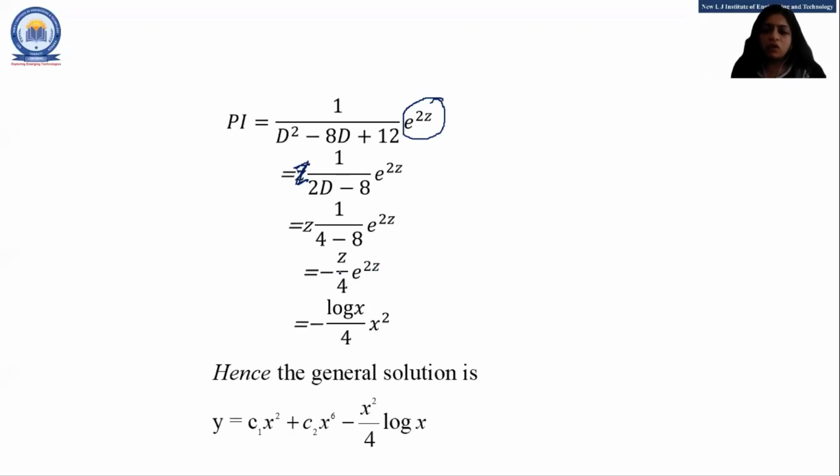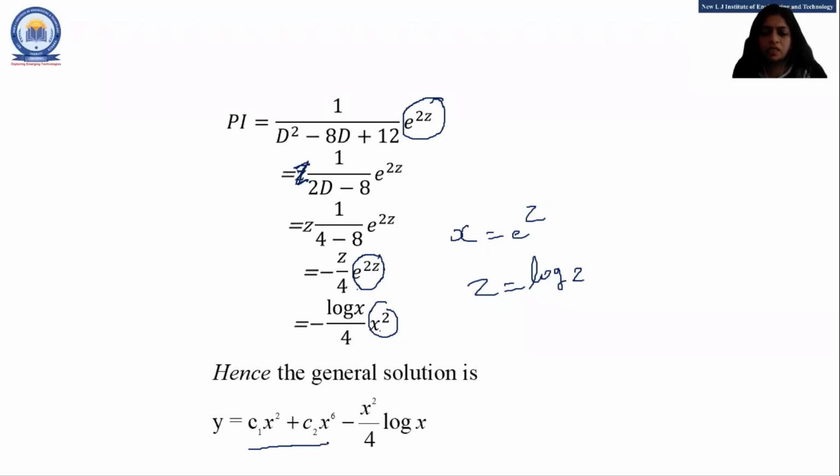And this z is what, student? So here x is equal to e raised to z, so z is equal to log x, right? X is equal to e raised to z, so z is equal to log x. So I replace this z as log x, this e raised to z as x. So this e raised to 2z will convert into x square, and this z is converted into log x. Hence the general solution is what?